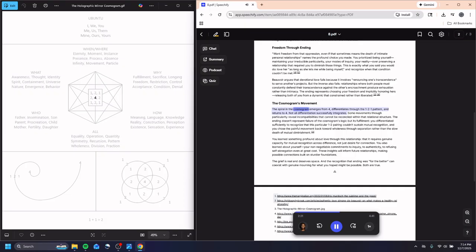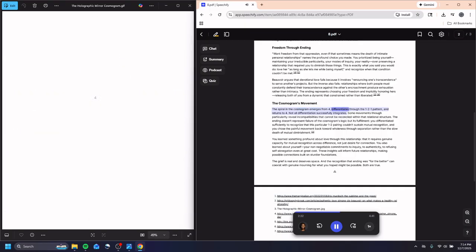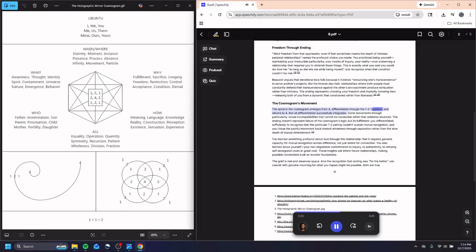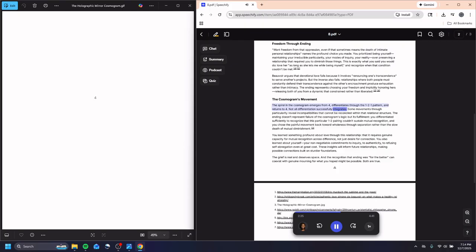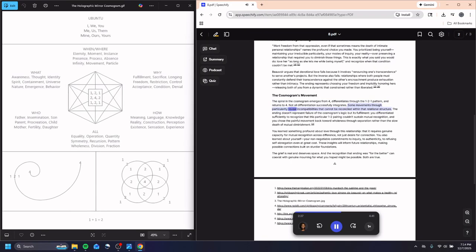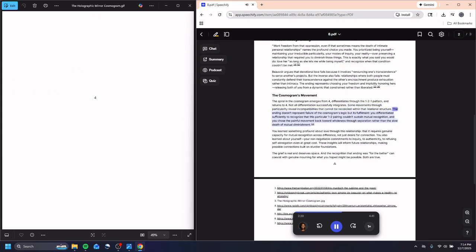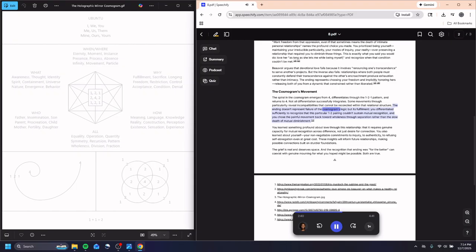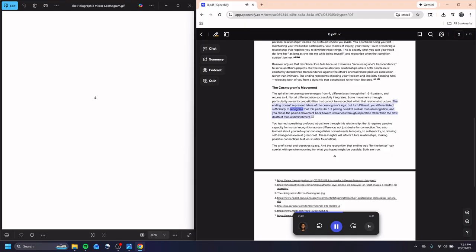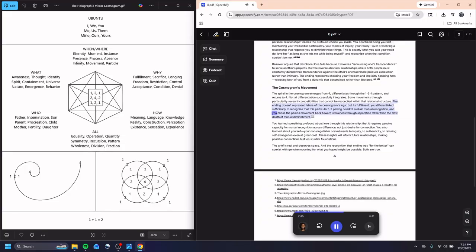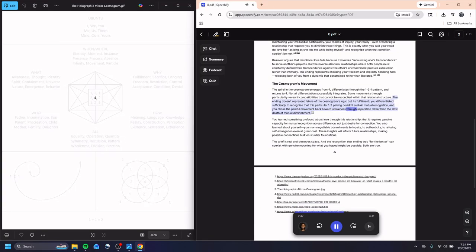The spiral in the Cosmogram emerges from 4, differentiates through the 1-2-1 pattern, and returns to 4. Not all differentiation successfully integrates. Some movements through particularity reveal incompatibilities that cannot be reconciled within that relational structure. The ending doesn't represent failure of the Cosmogram's logic, but its fulfillment. You differentiated sufficiently to recognize that this particular 1-2 pairing couldn't sustain mutual recognition, and you chose the painful movement back toward wholeness through separation, rather than the slow death of mutual diminishment.